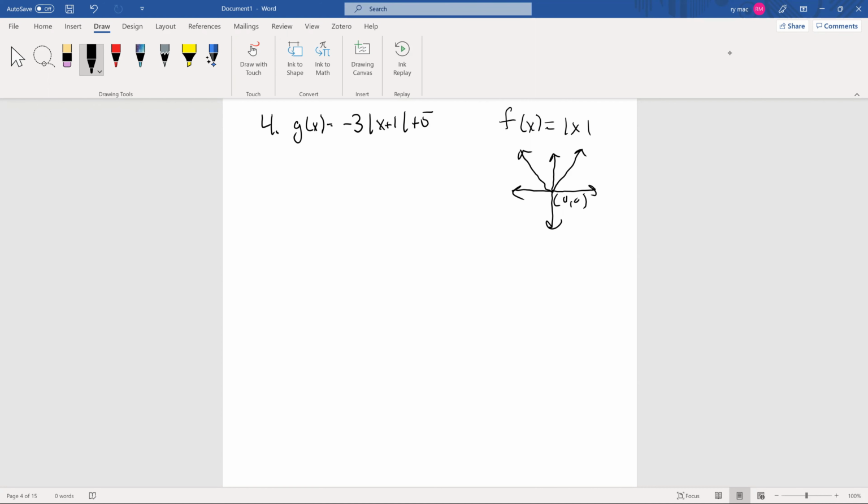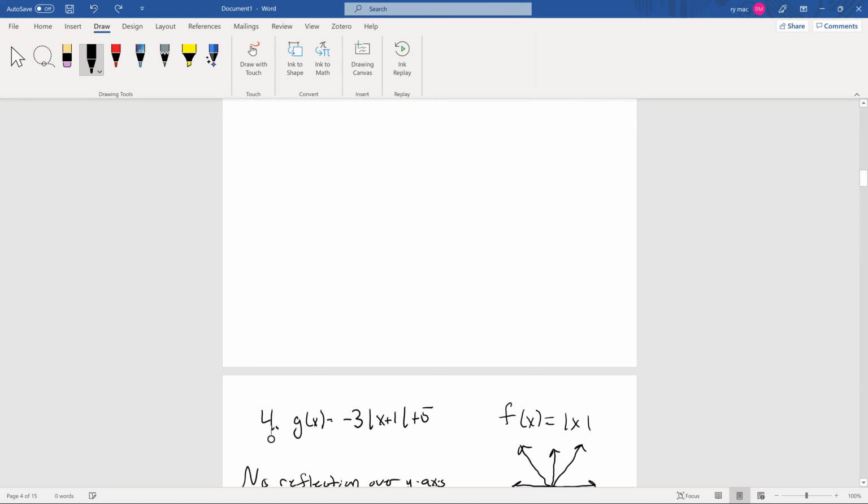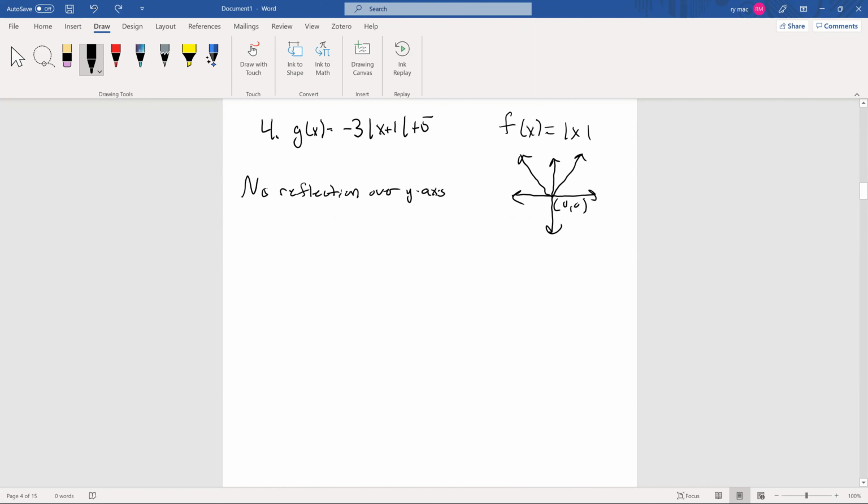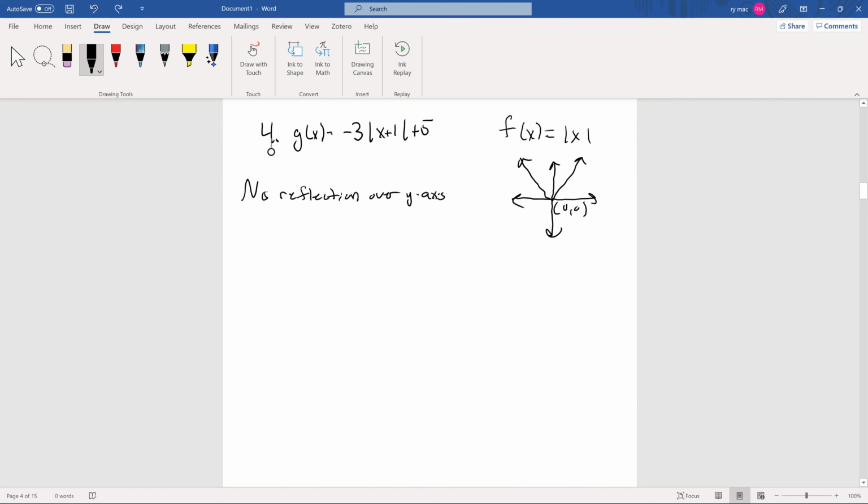So for g of x, some of the transformations that are happening, the first one is asking if there's a reflection over the y-axis. There is no reflection. You'd get a reflection over the y-axis if there is a negative on the inside here, but we don't have that. So there's no reflection there. If there's a vertical shift, yes, there is a vertical shift. It's that ending point at the end. So there's a vertical shift up 5.